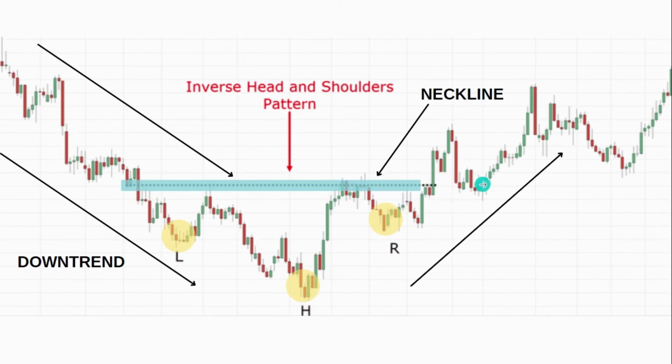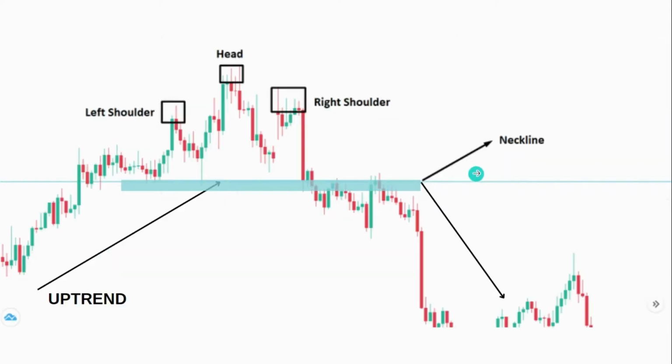There are two ways to trade this pattern, and I'm going to get into that, so stick to the end of the video. Here's another example. In an uptrend, we're going to be looking for the left shoulder, the head, and the right shoulder to form completely and then break through the neckline, like we see here, reversing this uptrend and becoming a downtrend.